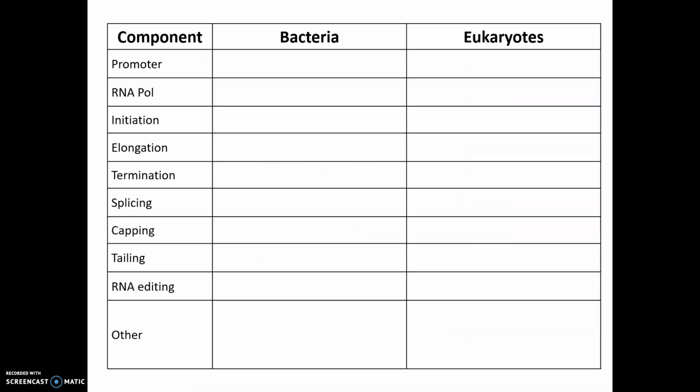Okay, now we have talked about how transcription occurs in bacteria and eukaryotes, and I am confident that you can fill in this chart accordingly.